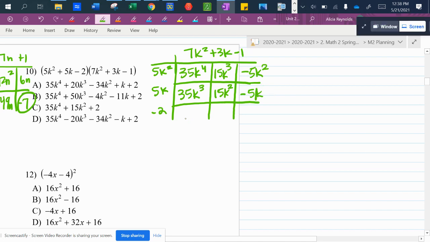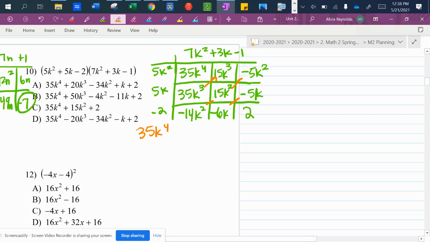Negative 2 times 7k squared is negative 14k squared. Negative 2 times 3k is negative 6k. Negative 2 times negative 1 is positive 2. So notice all of these have positive 2, so I am going to need to combine like terms here. All of our diagonals are like terms. So I have 35k to the fourth. 35 and 15 is going to give me 50k cubed, and from there we can see that my answer has to be B, because that's the only one that has 50k cubed.